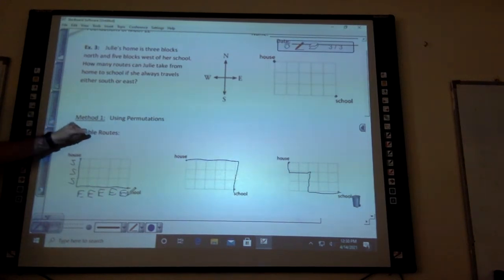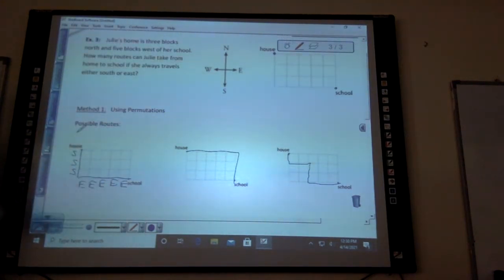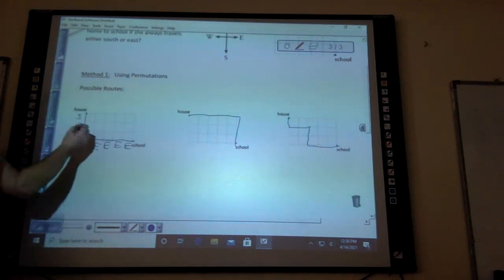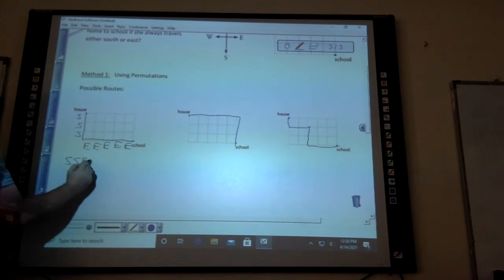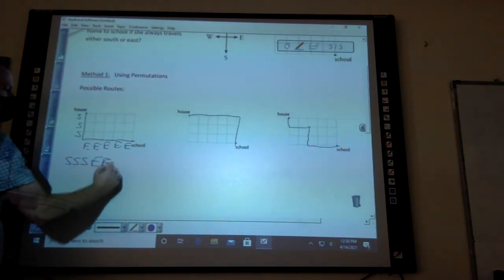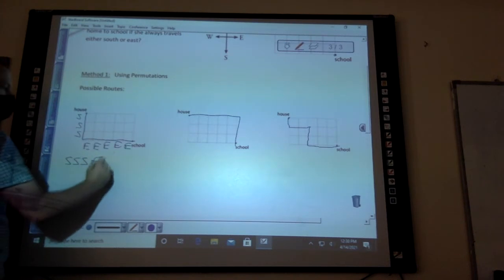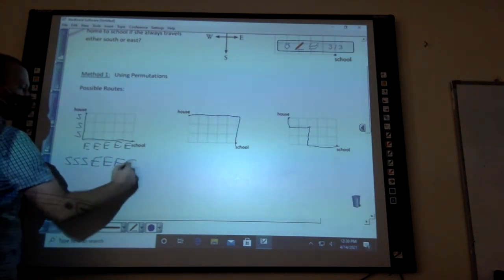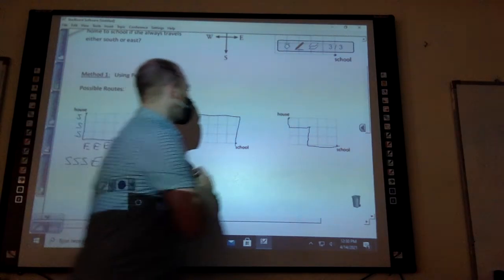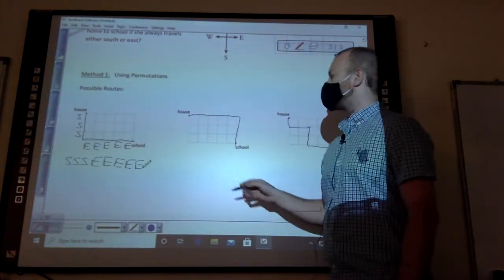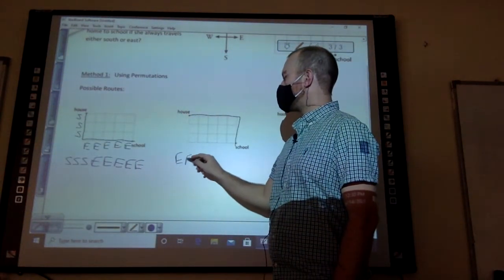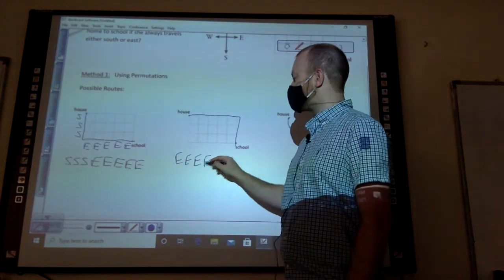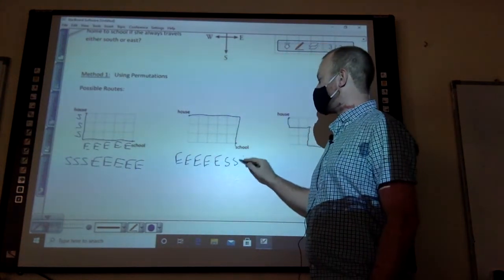It doesn't matter the order, but notice I'm always going to have 3 souths and 5 easts. So this path, if I were to do this, I would go south, south, south, east, east, east, east, east. If I were to travel this path, I would just order it as first east, then another east, then another east, east, east, then 3 souths.